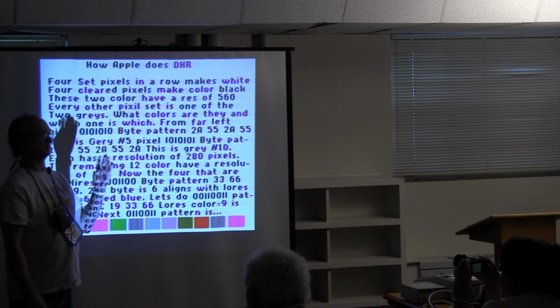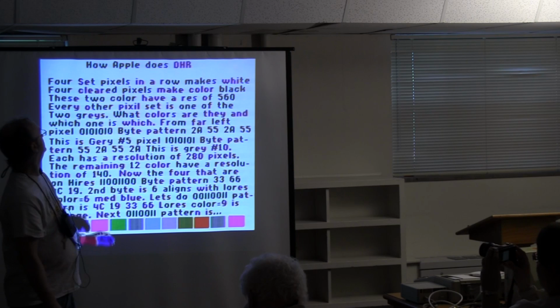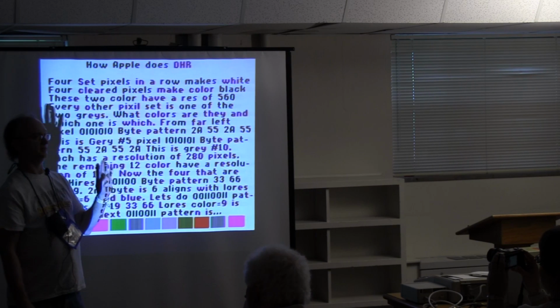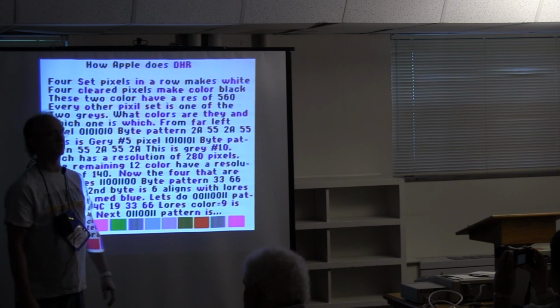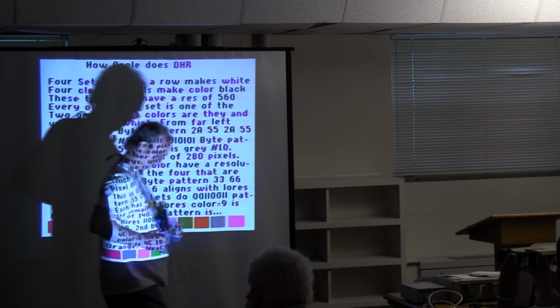Four sets of pixels in a row will make white. Okay, got that? And if you clear four pixels in a row, you'll get black. Now the resolution of these is 560.